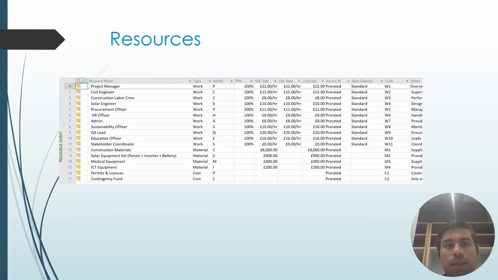This slide represents the resource sheet which I made on MS Project Management software, and this resource sheet lists all the labor, materials and cost resources used in the project.